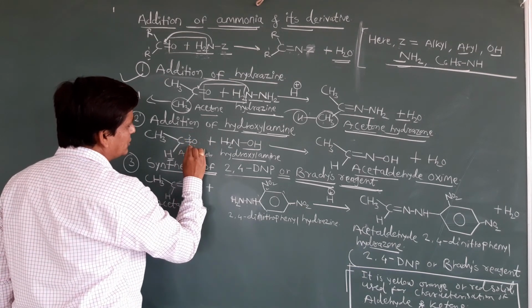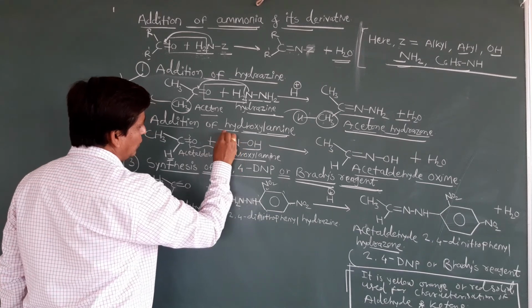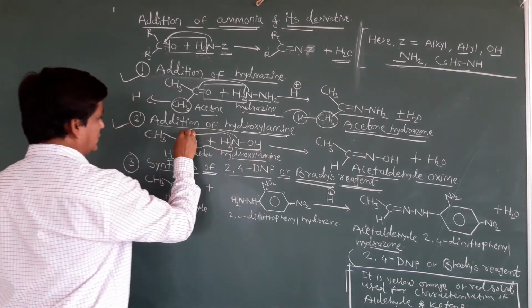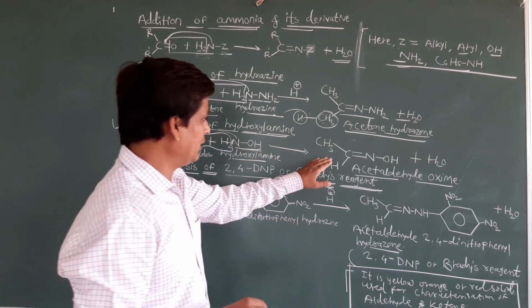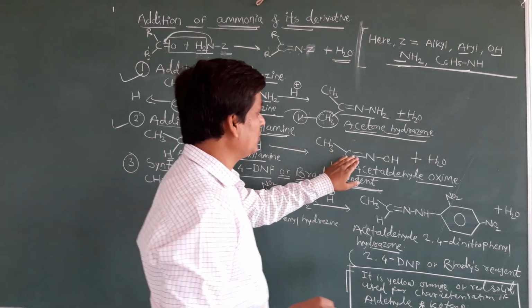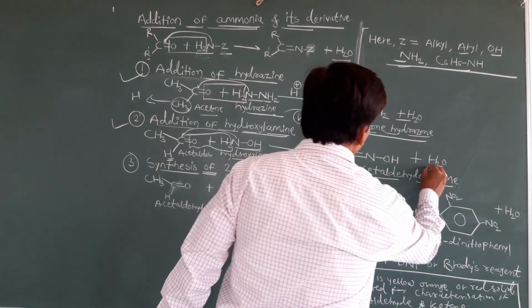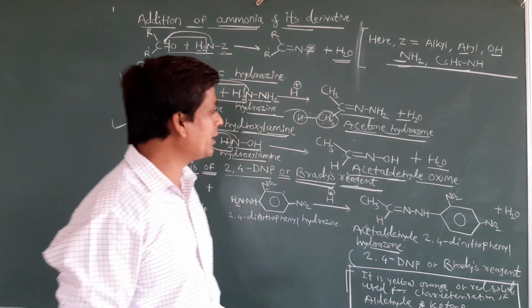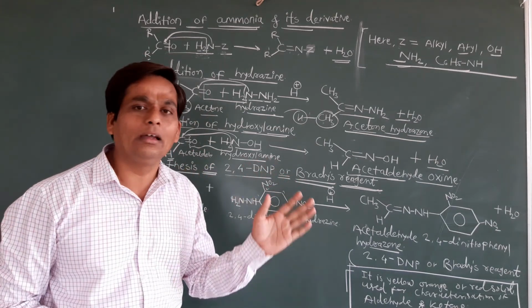This oxygen, the bond is breaking from here, and these two hydrogens, like this H2, will be removed, and this NOH group is attached to this carbon. Here we get this structure, CH3CH double bond NOH, and the water molecule is removed. We can say it is acetaldehyde oxime. Okay, if there is a common term, we can say it is only oxime.